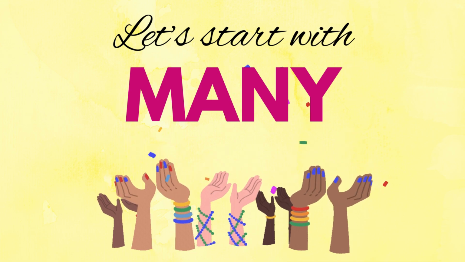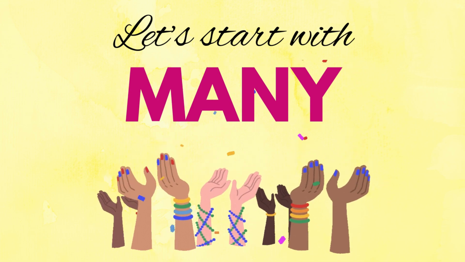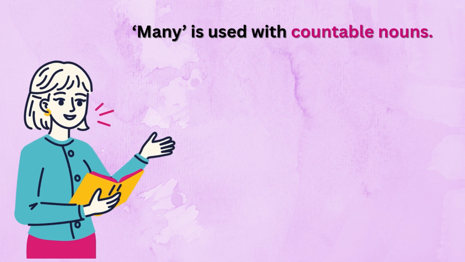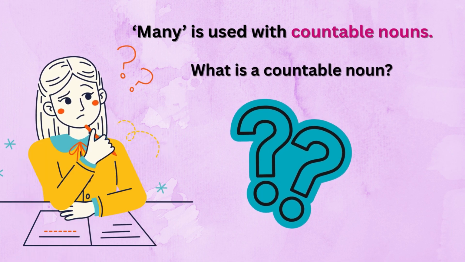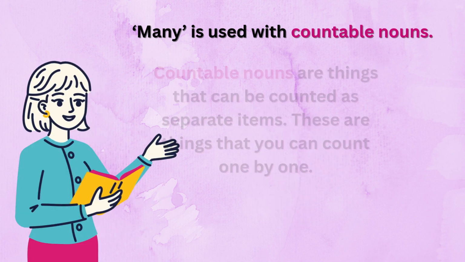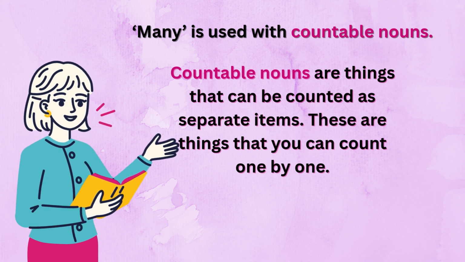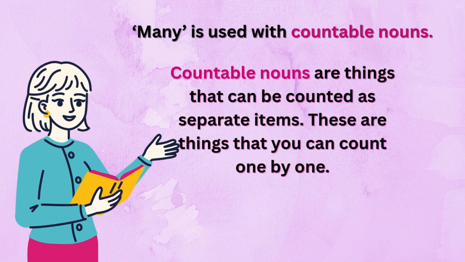Let's start with many. Many is used with countable nouns. But what is a countable noun? Countable nouns are things that can be counted as separate items. These are things that you can count one by one.